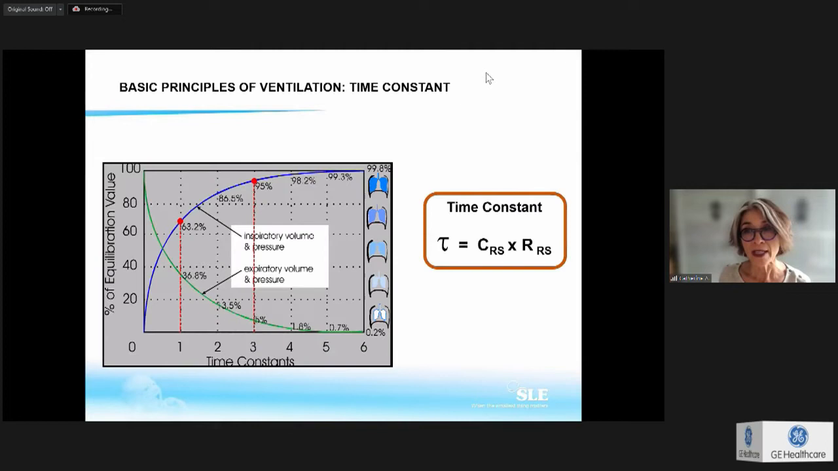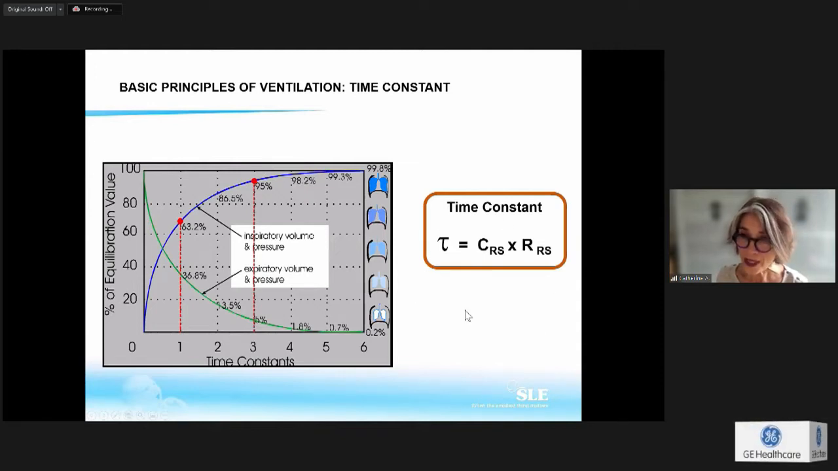So this one depends on your time constants and depends on your resistances. And it's exponential. At first, you will see that it is very fast. Then you will reach this point, and then it goes up slowly. When you have one time constant, you have reached 63% of the equilibrium. And when you have 3 times your time constant, you will have reached 95% of the equilibrium.